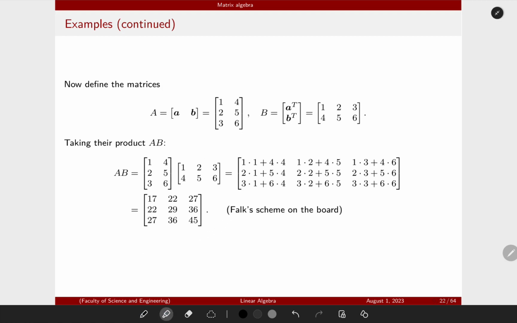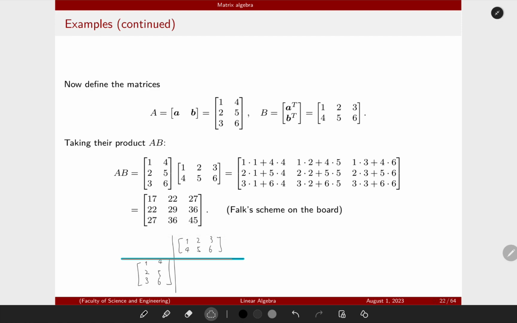So if you find this row into column method difficult to remember, you can try Falk's scheme. What you do is put the two matrices like this in order of their multiplication, because matrix multiplication is not commutative, as we will see later. So AB is not necessarily the same as BA. Then you put two lines like this.